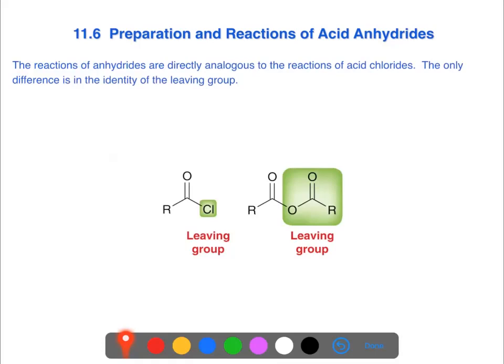Now, the reactions of anhydrides are directly analogous to the reactions of acid chlorides. The only difference is the identity of the leaving group. So for the acid chlorides, it's the chloride, and for the acid anhydrides, it's going to be some carboxylate. So it should be no surprise that we're going to see the same set of reactions for the acid anhydrides that we see for the acid chlorides.